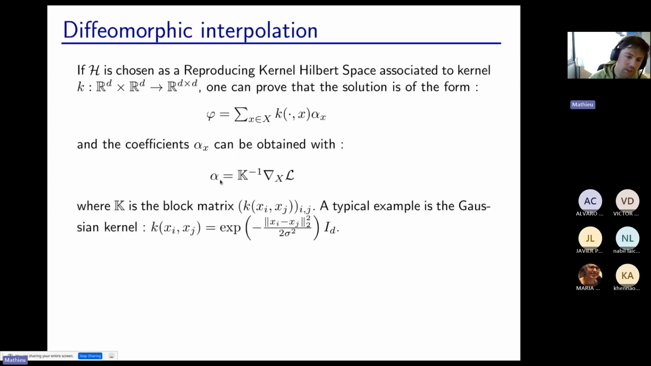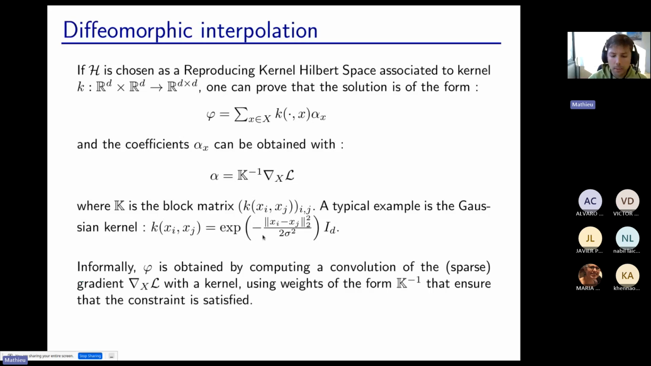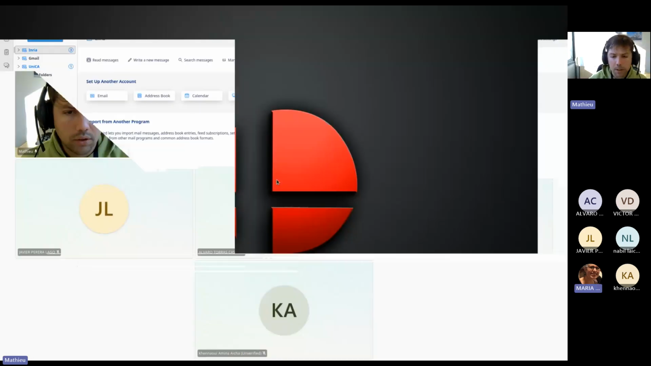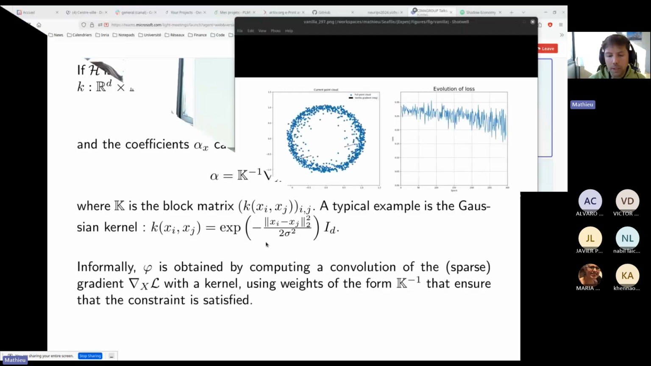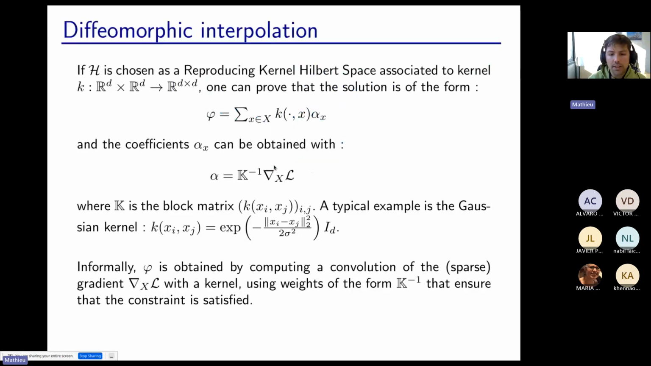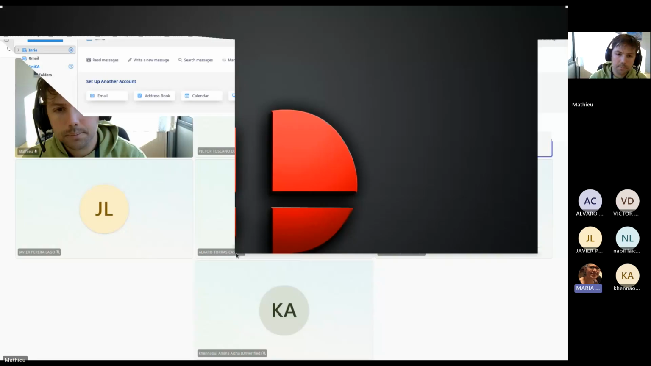So here's how you can get your coefficient and eventually your vector field. Really, you can interpret this as taking the original sparse gradient and just convolving it with a Gaussian kernel so that it's defined everywhere in space. And you can see this as a constraint on the weights of those convolutions, so that you ensure that you match the gradient at the critical locations.